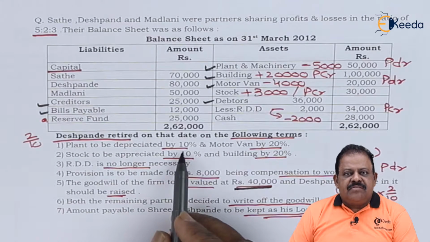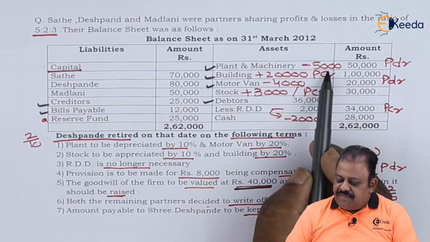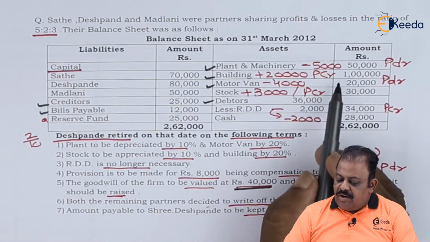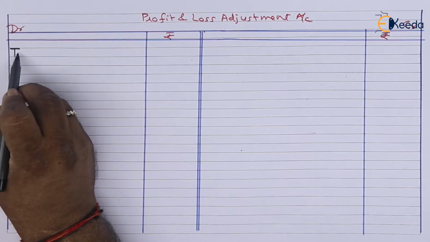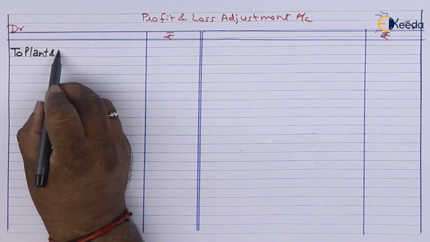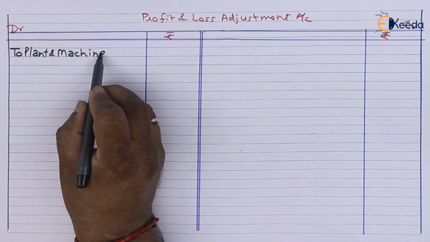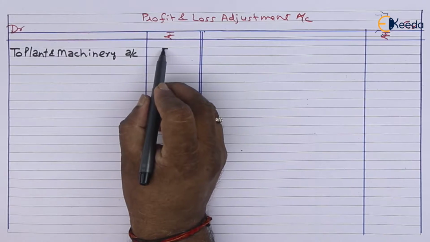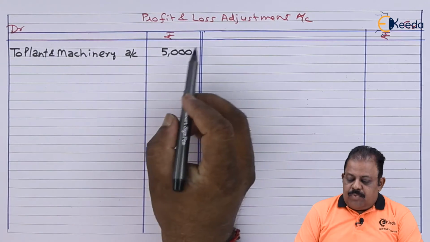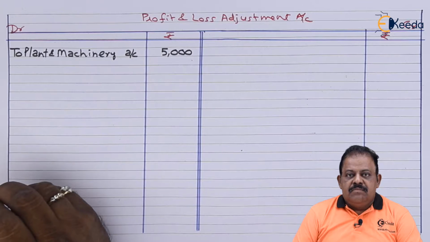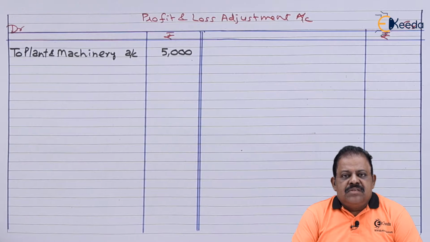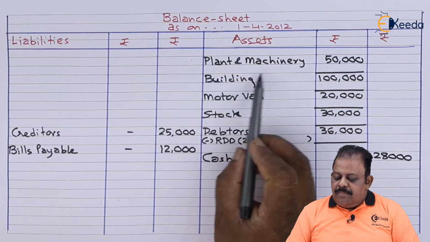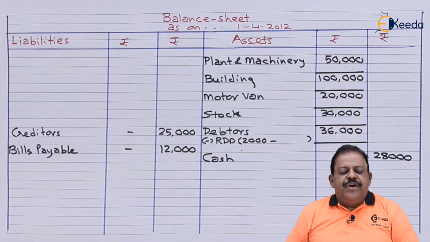Depreciated by 10%. 10% of 50,000 is 5,000. It will be recorded in profit and loss adjustment account on debit side. Profit and loss adjustment account debit to plant and machinery 5,000. This will have second effect in balance sheet. On asset side, from plant and machinery, we are required to reduce this amount.